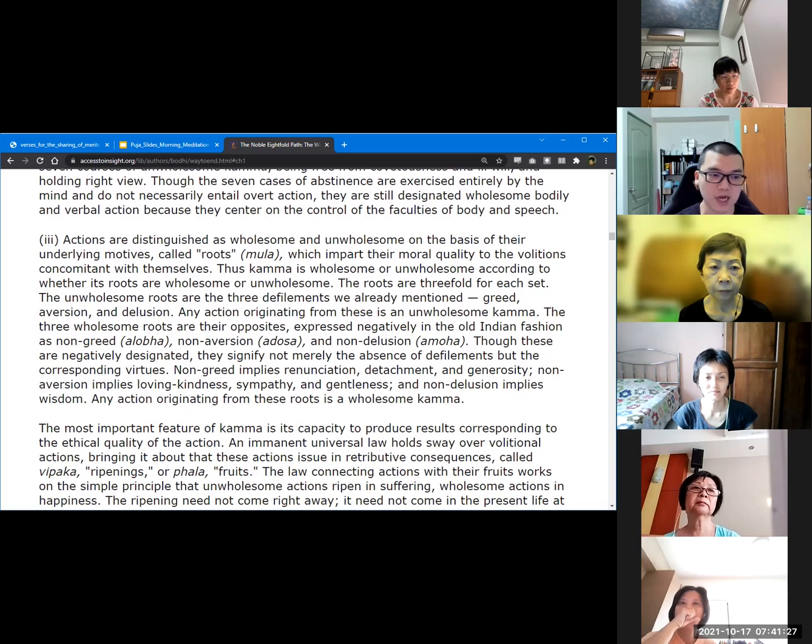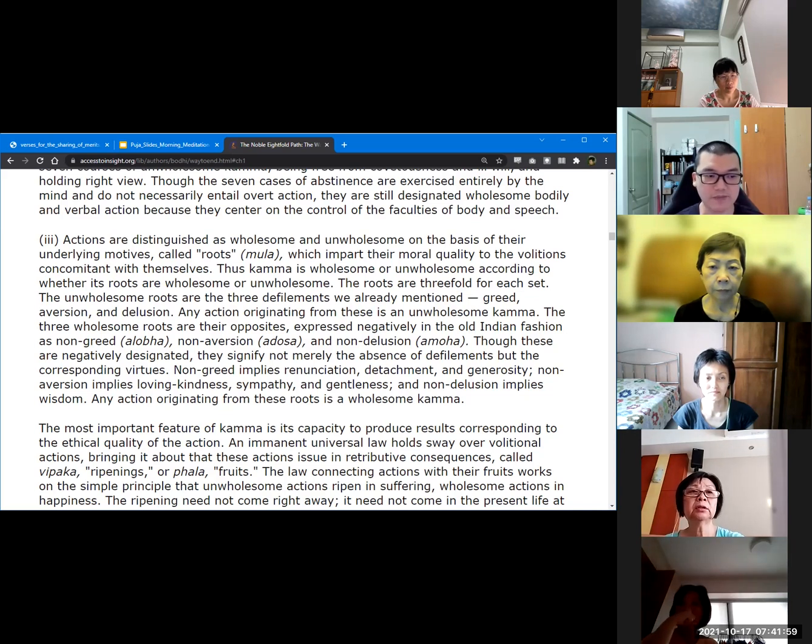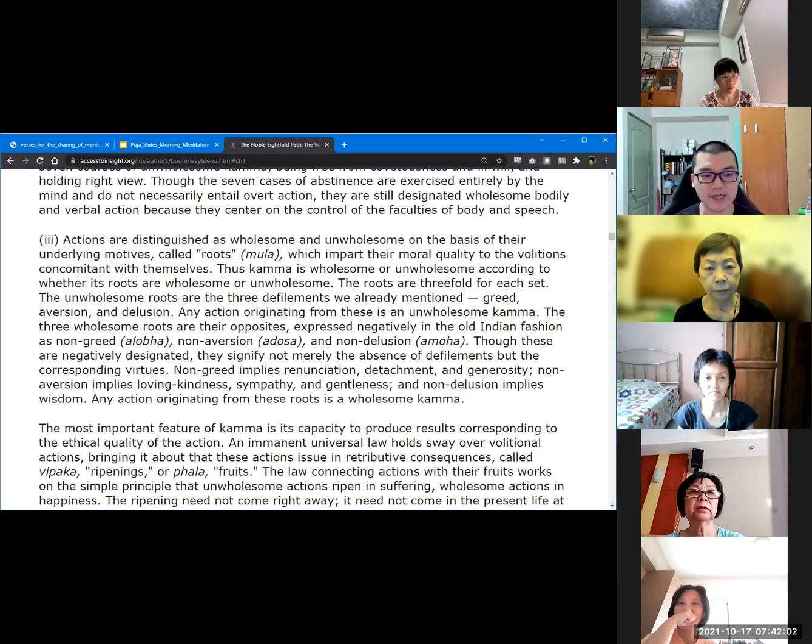The three wholesome roots are their opposites, expressed negatively in the old Indian fashion as non-greed, alobha, non-aversion, adosa, and non-delusion, amoha. Though these are negatively designated, they signify not merely the absence of defilements, but the corresponding virtues. Non-greed implies renunciation, detachment, and generosity. Non-aversion implies loving kindness, sympathy, and gentleness. And non-delusion implies wisdom. Any action originating from these roots is a wholesome karma.